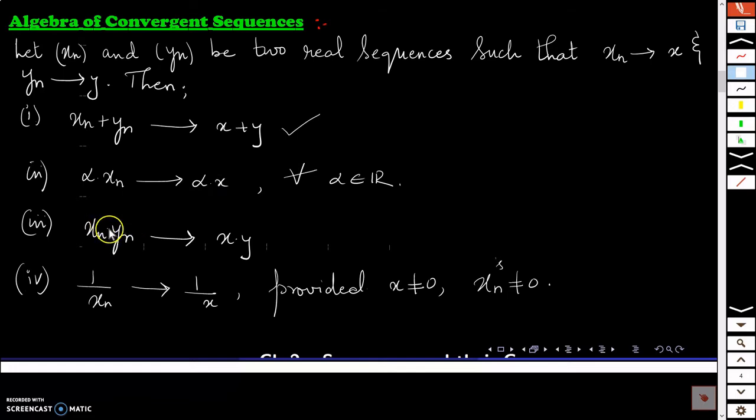Okay? Then if xn is converging to x and yn is converging to y, then the product xn yn will converge to the product of their limits, that is x into y.